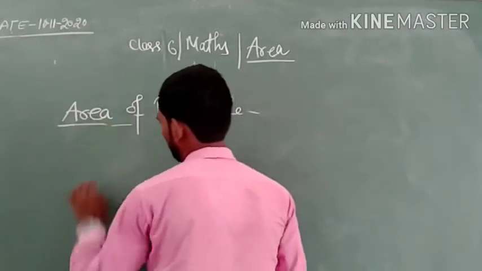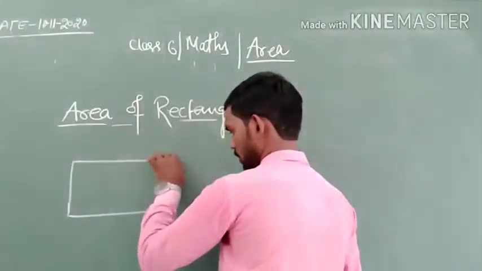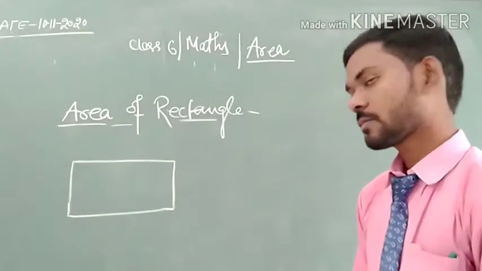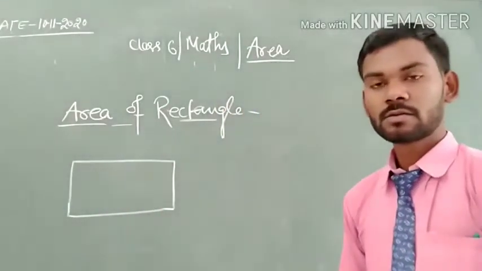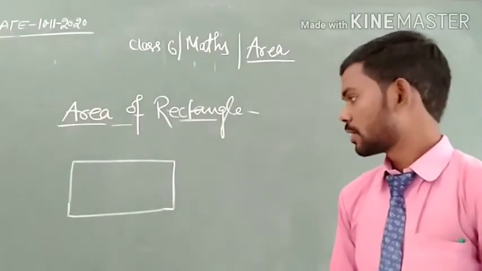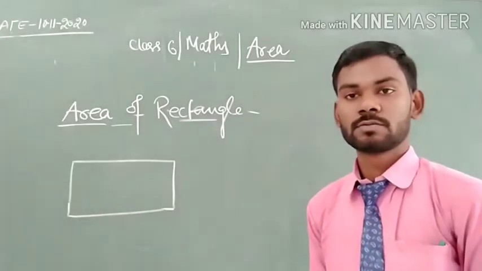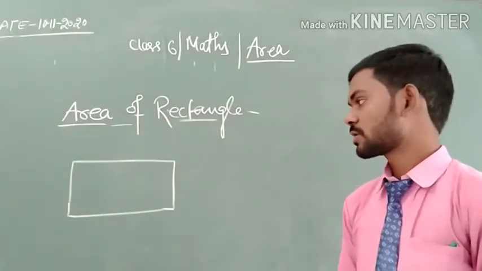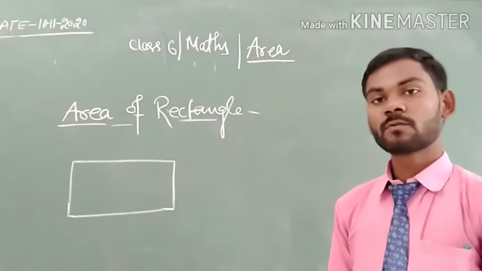Area of a rectangle. As we know, this figure represents a rectangle. Okay, and the region that lies inside it is called its interior. The amount of this interior region is called the area of the rectangle. But how do we find the area of this rectangle? For this we divide this rectangle into small squares.